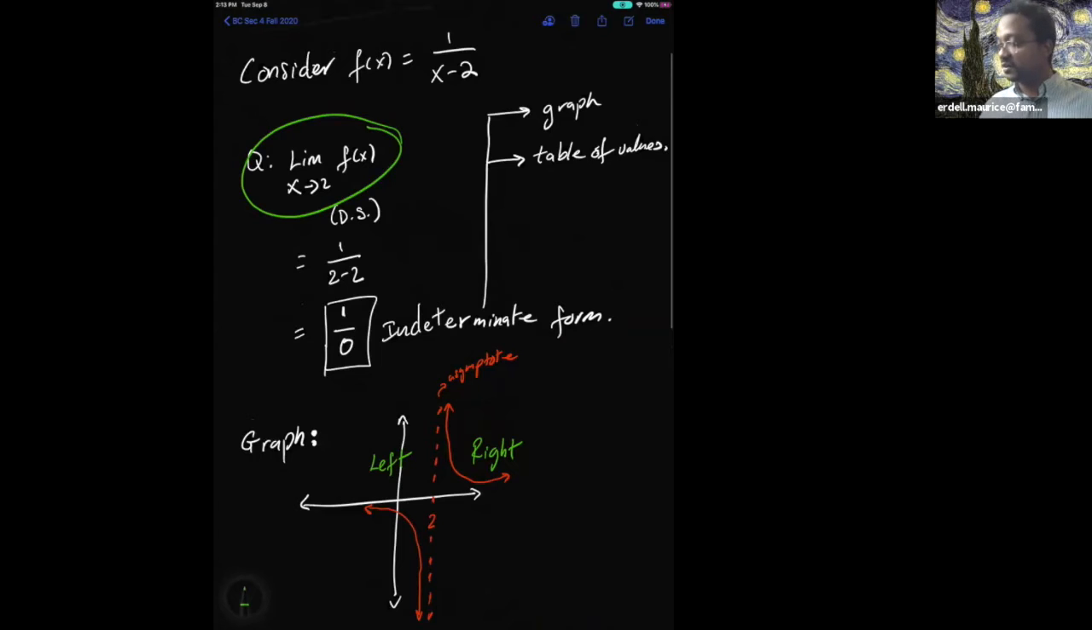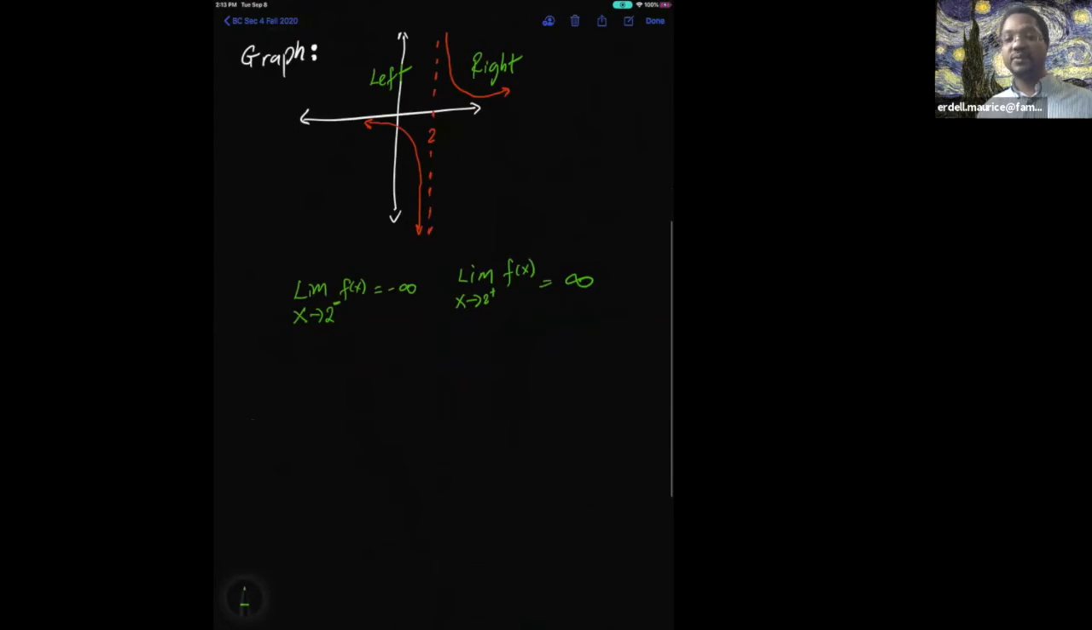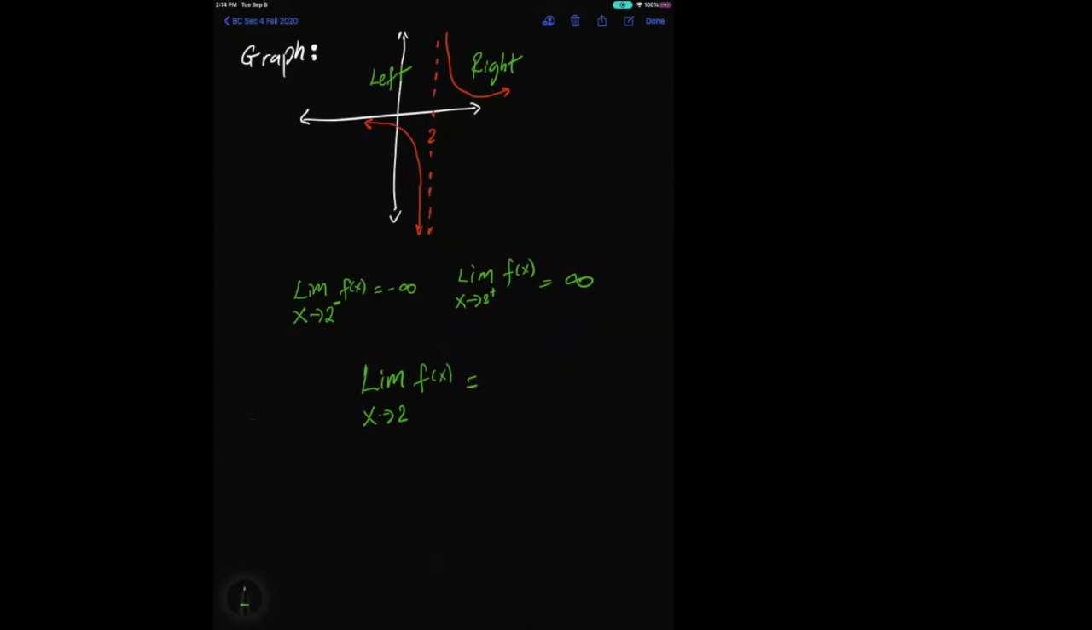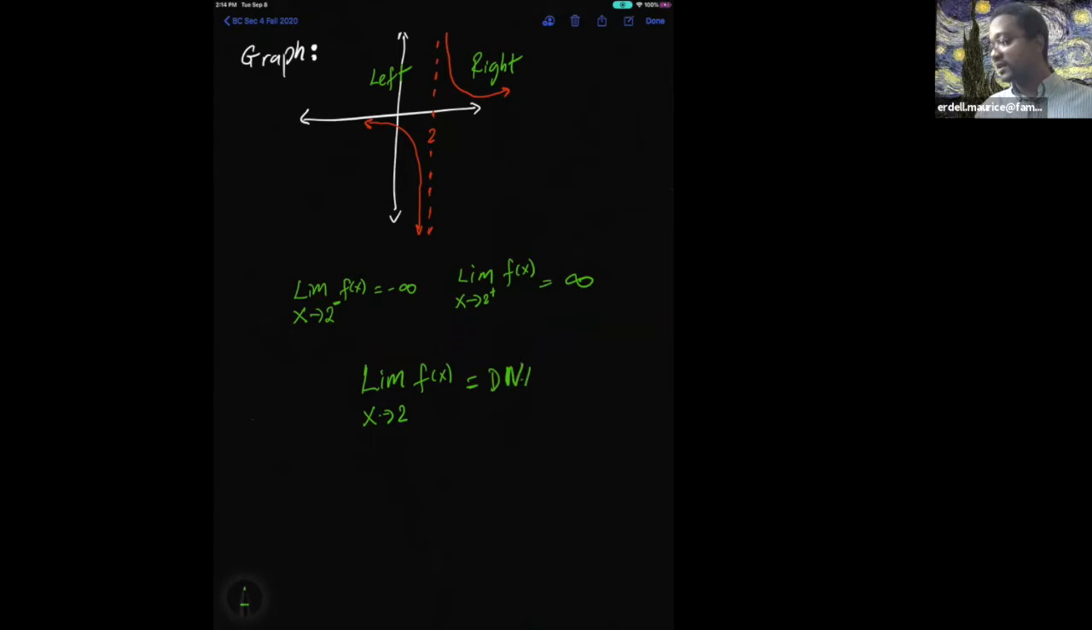So, I am trying to answer this question right here. What is this limit? I know the limit from the left is negative infinity. I know the limit from the right is positive infinity. So can somebody tell me what the overall limit is going to be? Would it just be infinity? No. It doesn't exist, right? It does not exist. Can somebody remind me why the correct answer is does not exist?